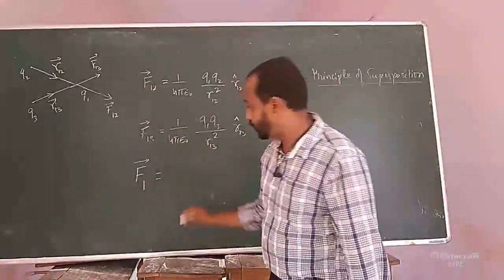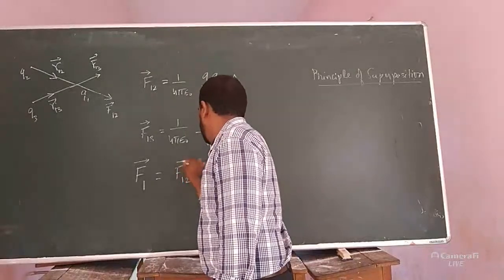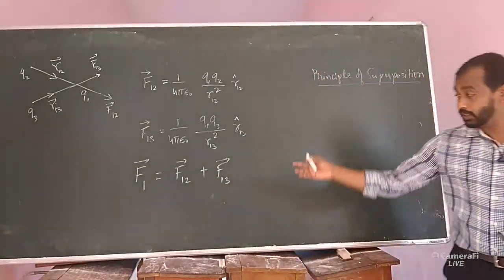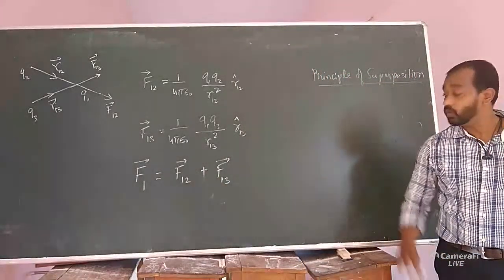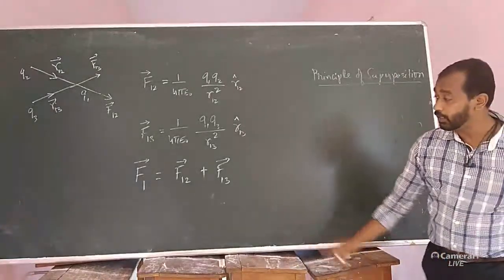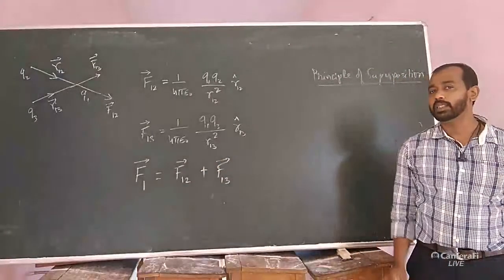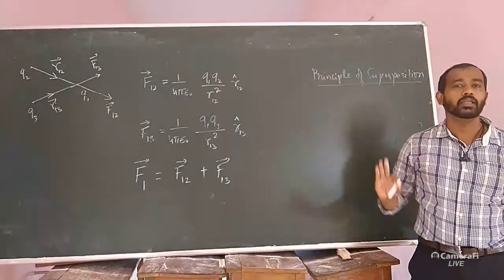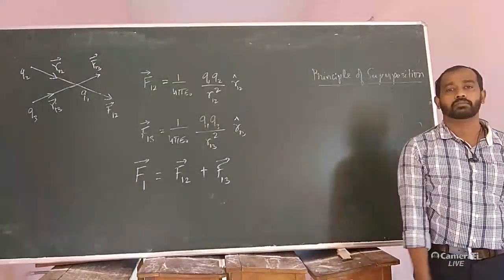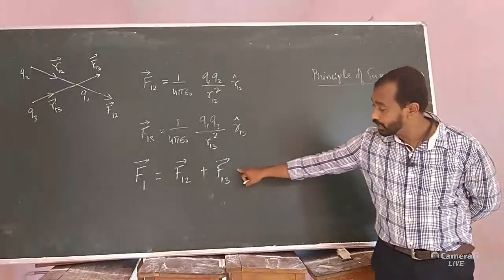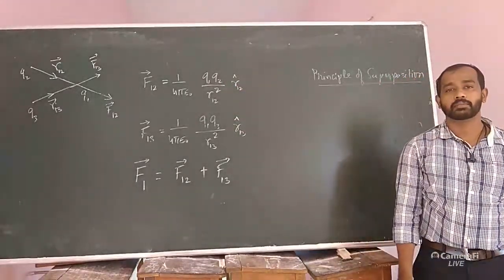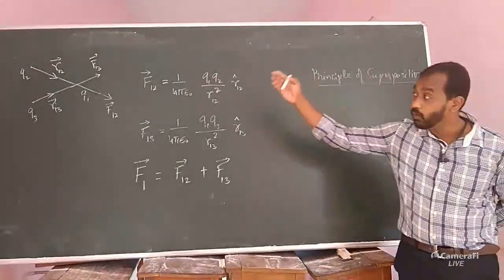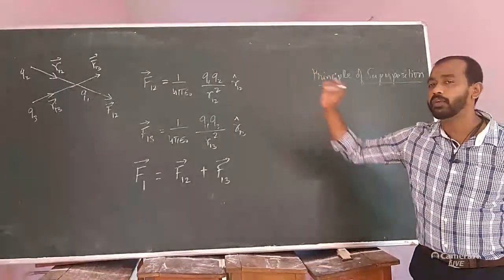So the net force on Q1 will be equal to vector F12 plus vector F13. So this is the mathematical expression. Don't get fooled by the equation here, because here we need to take the vector sum. That means we need to take the sum of the two vectors here. Again, vector rules have to be followed. How do you show this equation in the diagram? What do you do to add the two vectors? Right, we are going to use the parallelogram law of vector addition.